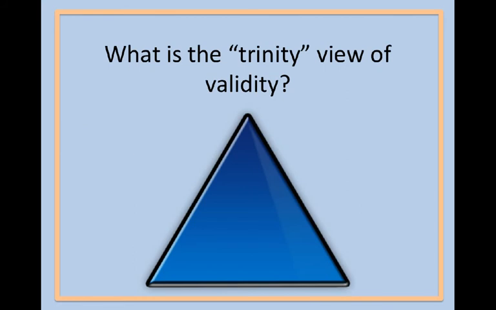The slide contains an image of a triangle. What is, quote-unquote, the Trinity view of validity? Pause the video for a moment and see if you can recall. Press play when you are ready to move forward. From 1966 until 1999, the standards included the so-called Trinity view of validity, which categorized validity into 3 types: content validity, criterion-related validity, including concurrent and predictive methods, and construct validity.